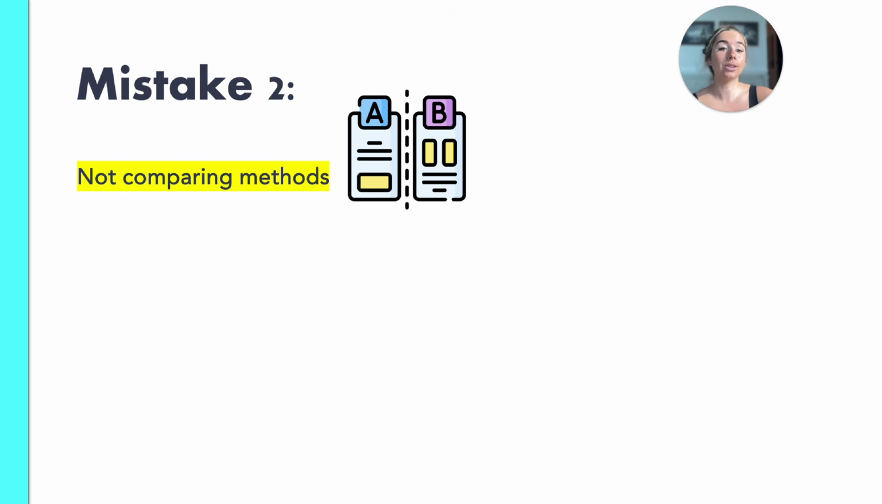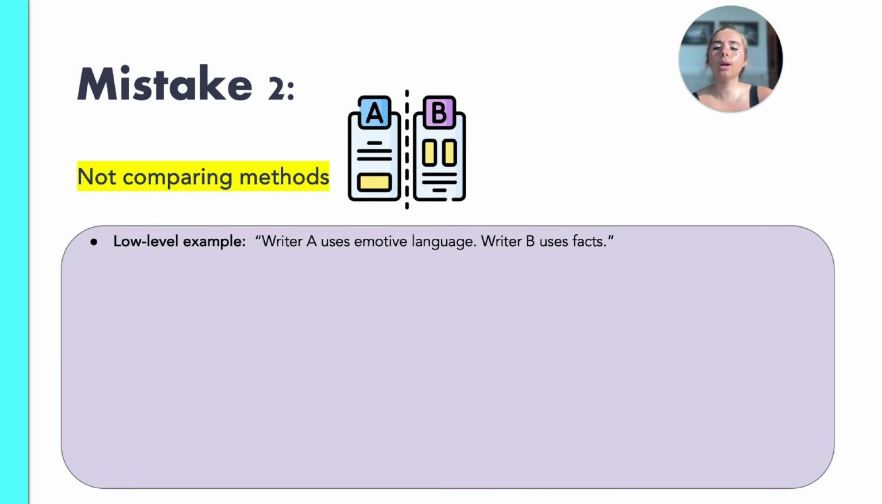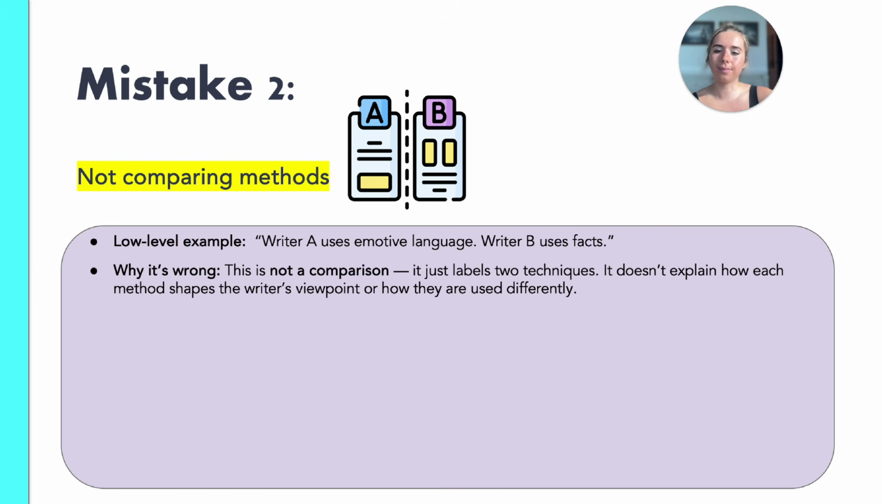Mistake number 2 is not comparing methods. When I say writer's methods, I mean language, structure, tone, perspective. So a low-level example would be: writer A uses emotive language, writer B uses facts, which technically is a comparison of techniques, but we need more depth than that. It's not really a comparison. You could argue it's setting them side by side, but it's just labeling two techniques. It doesn't explain how each method shapes the writer's viewpoint or how they are used differently.